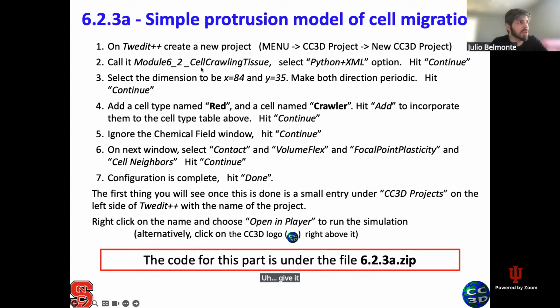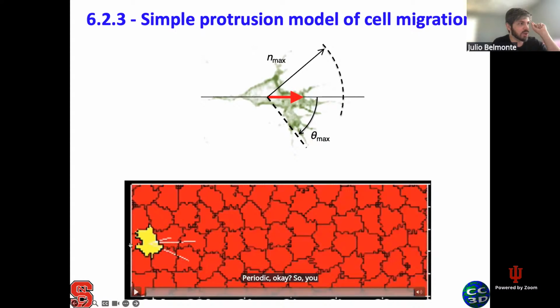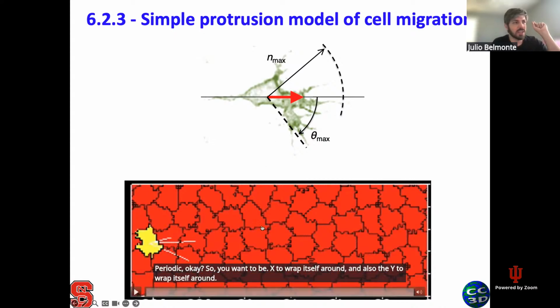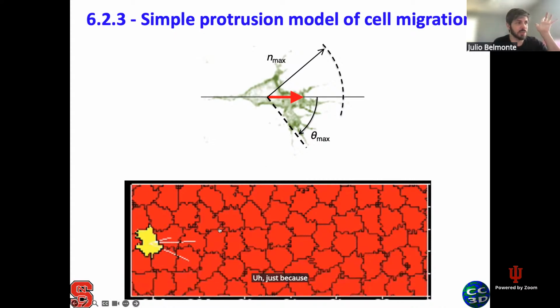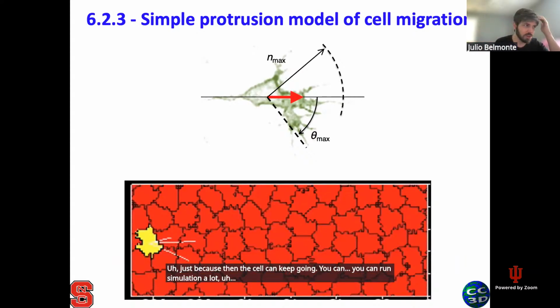Give it a name, maybe cell crawling tissue, select Python XML, hit continue. And this time, let's select the dimension to be x equals 84 and y equals 35. And this is important, make both directions periodic, okay? So you want x to wrap itself around and also y to wrap itself around, just because then the cell can keep going, you can run the simulation a lot in a loop, right?